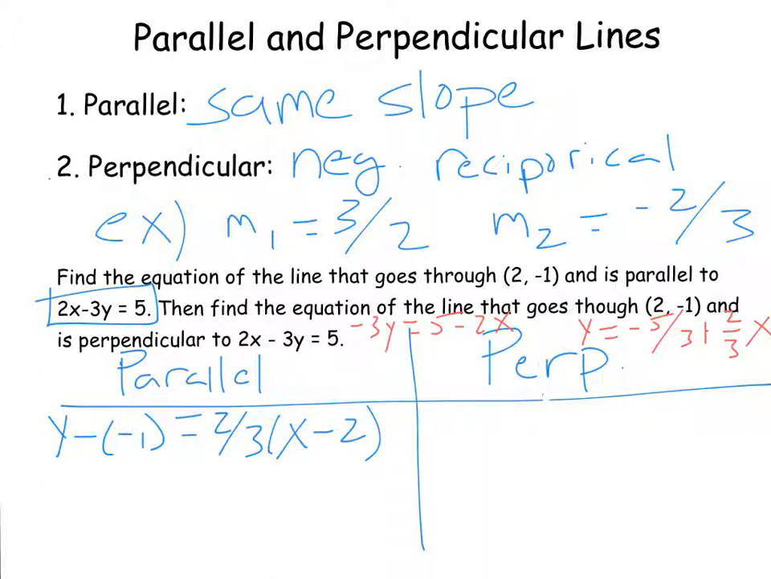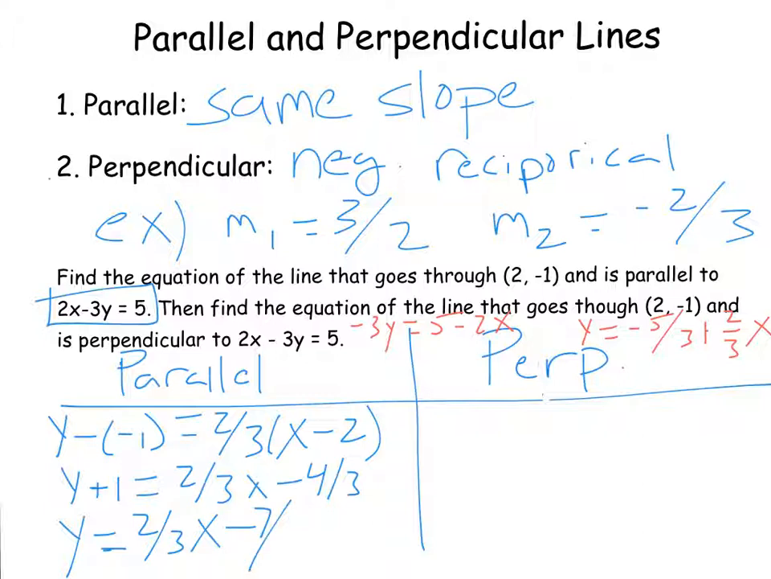Okay? I have to rearrange this a little bit. This would become y plus 1. Should distribute my 2/3. I'd get minus 4/3, and then I would subtract 1. That's not going to do anything to the slope. That should be 2/3 just as it is. Oh, when I subtract 1, I'm really taking away 3/3, so this would be minus 7/3.